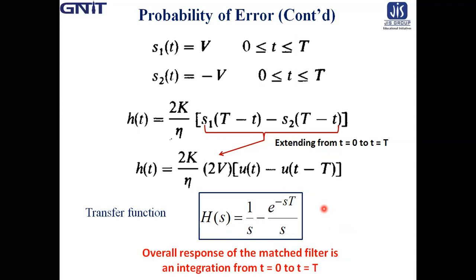So ultimately the conclusion is the matched filter is nothing but your integrate filter or baseband receiver, whose probability of error is minimum or lowest.